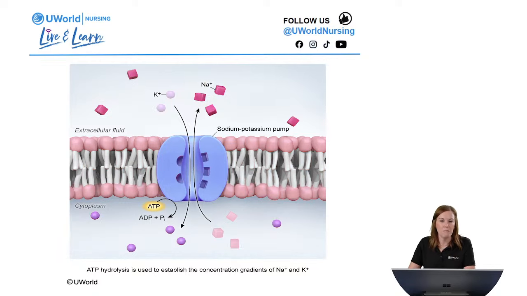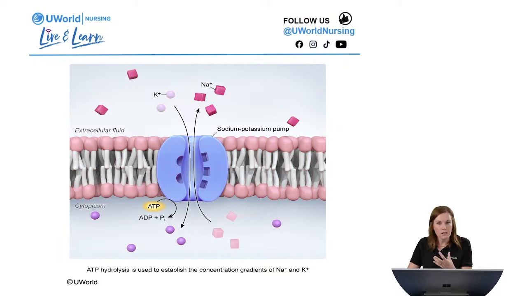So kind of think of the pump like this. It's going to open to the inside of the cell first. It's going to grab three sodium ions, which are positively charged ions. Then the pump is like, great, I've got a full crowd of sodiums. I'm going to push you guys outside the cell, and I'm going to pick up two potassium. So the pump then picks up two potassium ions from the bloodstream. It pushes them inside the cell. Potassium is also a positively charged ion.